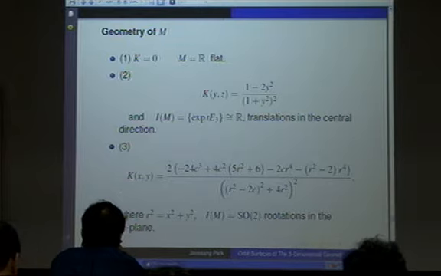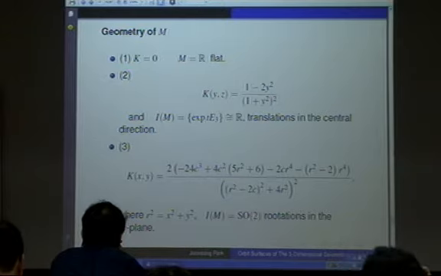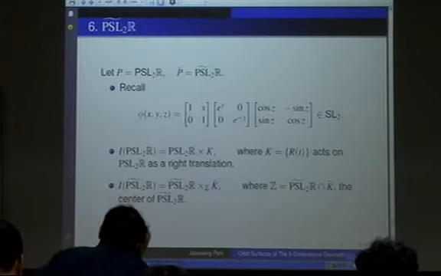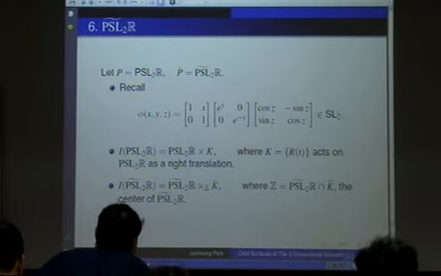For the third case, the curvature function is very complicated. But if you see here is r, where r is the square root of x squared plus y squared. So you can imagine the SO2 action is an isometry of the base manifold. Okay, for the universal cover of PSL2R case, it is quite complicated. Let's see first.